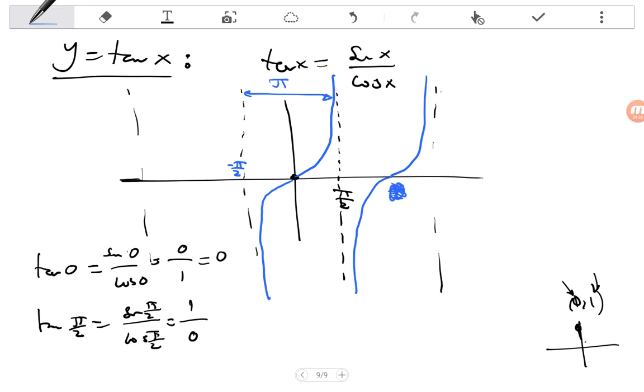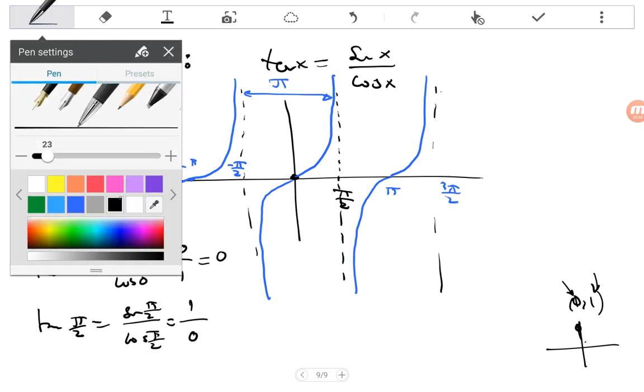No, that will be 3 pi over 2. That will be pi itself. That will be pi, and so on like this. Okay, so that is the graph of tan x.